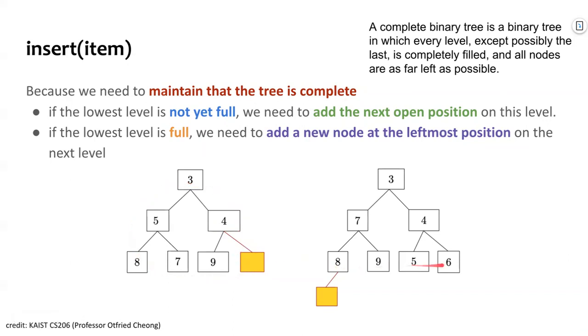And if this lowest level is full, there is no more place we can place new items, then we are going to add a new level, the 4th level. And we are going to place new items from the leftmost position here. So this is the next place where a new item can come. And the next item will be the right child of the node 8 here. All right. So that is what complete means and how we are going to insert new items.